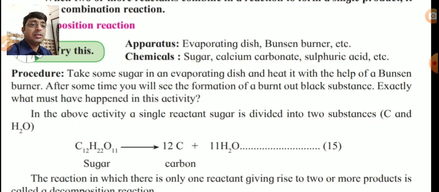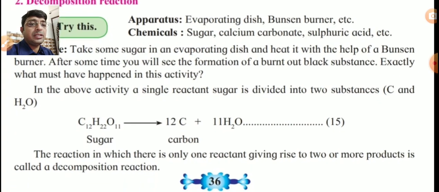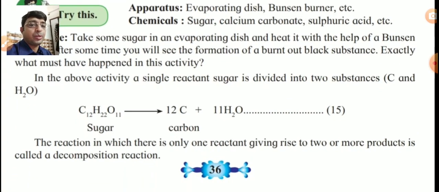Exactly the opposite of what we compared with the above reaction, the combination reaction. This is a decomposition reaction. So one reactant decomposes into two or more products. So sugar, what is the formula? C12H22O11, which after decomposition forms 12 carbon plus 11 water molecules. The reaction in which there is only one reactant giving rise to two or more products is called a decomposition reaction. This is the definition, you mark this.